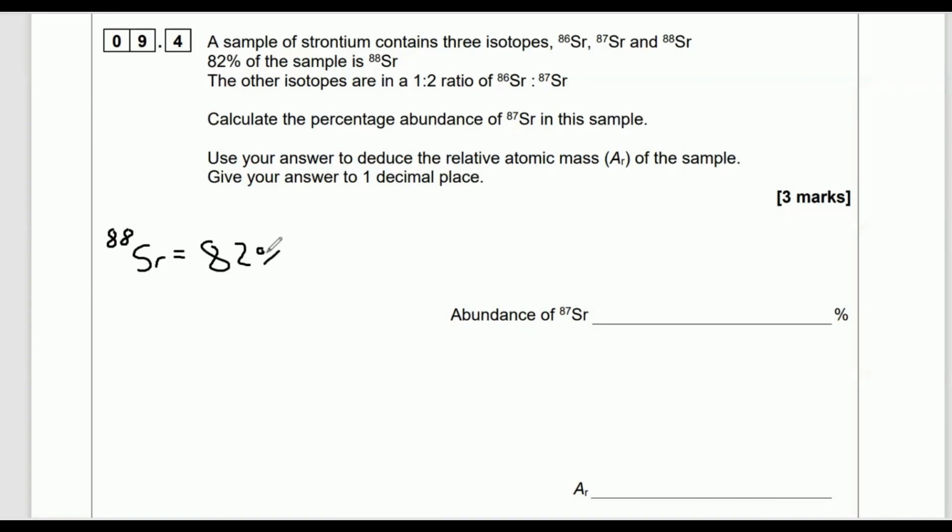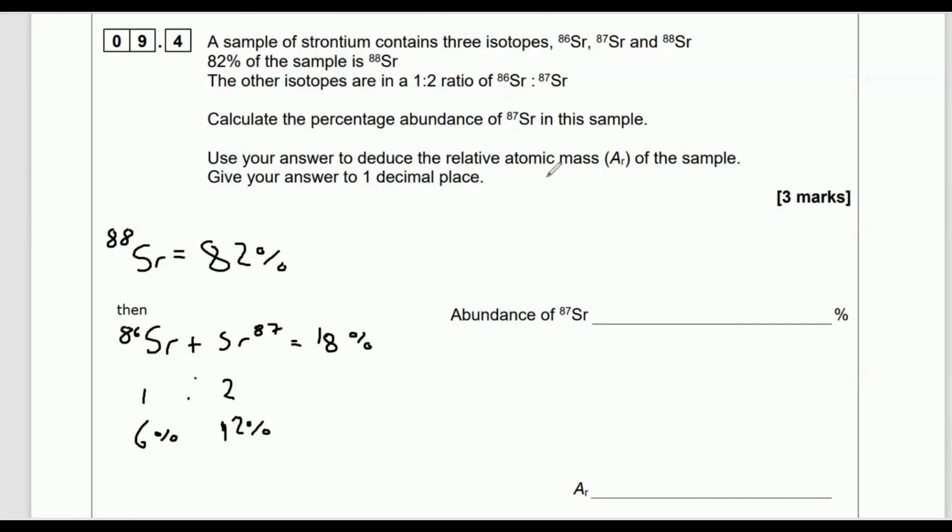So first of all, strontium-88 has 82%, but we've also got strontium-87 and 86. So we know if strontium-88 is 82%, then 87 and 86 must be equal to 100 minus 82. Basically, they've got to make up the other 18%, right? If we add strontium-86 and 87 together, they've got to equal 18%. But we know they're in a 1:2 ratio. So let's divide 18 by 3. You get 6, and divide that up into 1 and 2. So you get 6 and 12. So strontium-86 is 6%, and strontium-87 is 12%. So you've got your first mark here because you've worked out the abundance of strontium-87, which is 12%. So we've just scored that first mark.